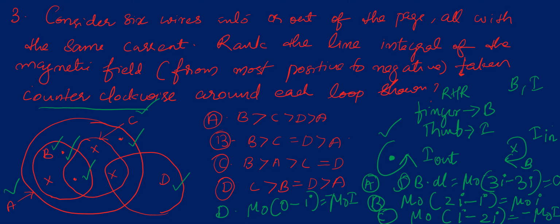So if you check all the options, you will see that both C and D are minus mu 0 I. And which is the biggest one? B. For the loop B, it is mu 0 I. That is the biggest one. And the next one is A. And the next ones are C and D. So option C is the correct one.